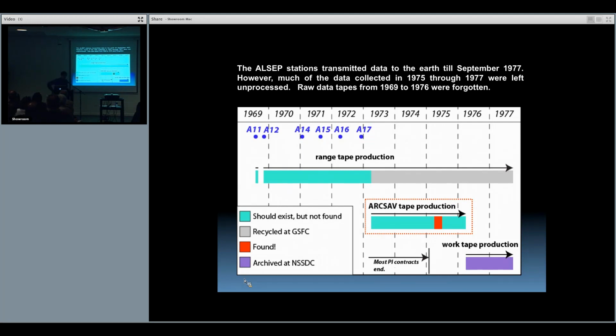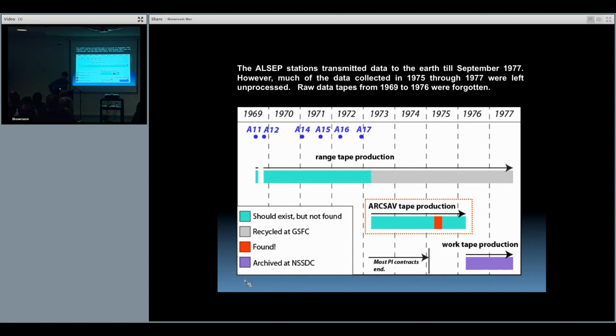Also, many of the PIs' contracts ended in early 1975. That's why quite a few data were left unprocessed in the last 2 or 3 years of the ALSEP experiments. Only the seismometer data kept being processed afterwards.